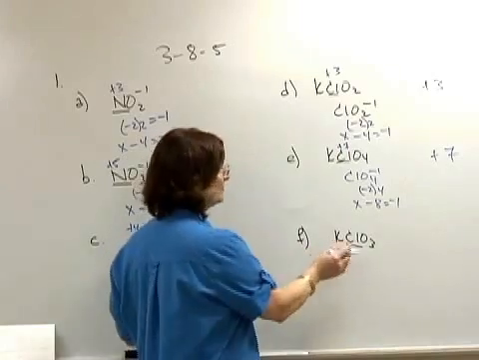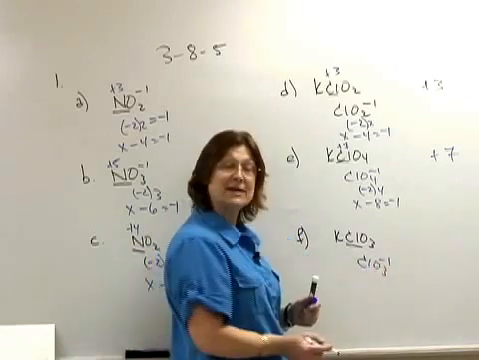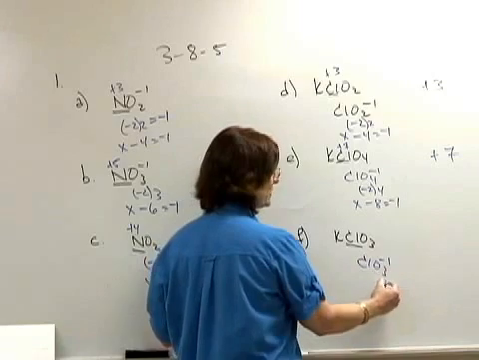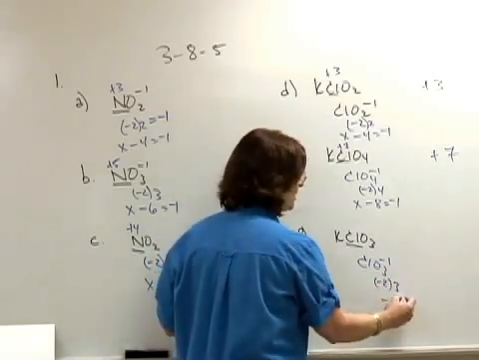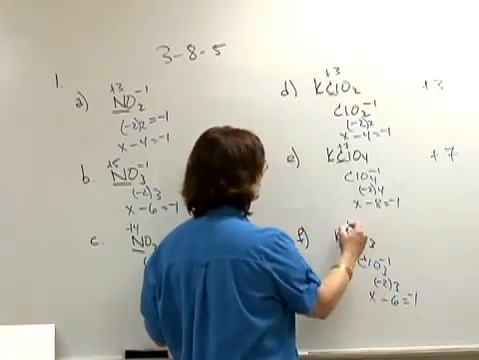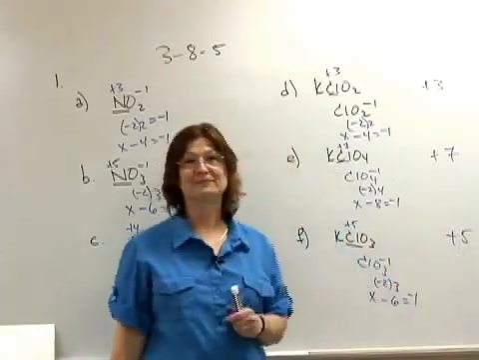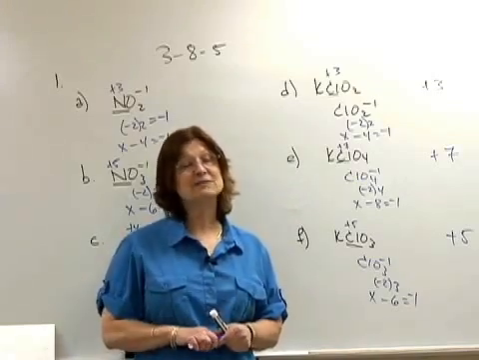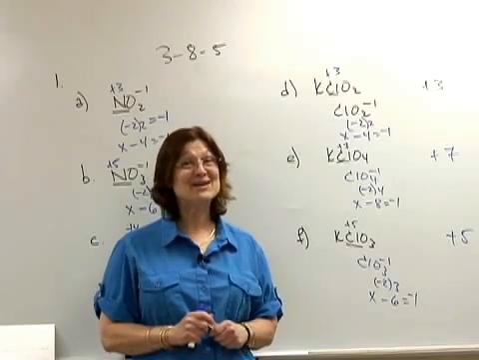Then finally, I have chlorate. Chlorate is a polyatomic ion with a -1 charge because we have 1 potassium. Oxygen has a charge of -2. There are 3 of them, giving me a -6. The whole polyatomic ion is equal to -1, and therefore, in this case, chlorine is +5. That was some review for oxidation numbers. We're going to be using lots of oxidation numbers in our next topic, and you'll get really good at them.